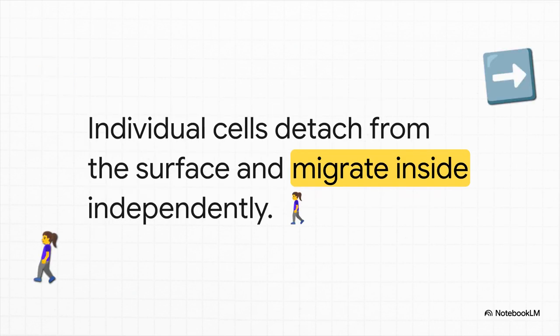And last but not least, we've got ingression. Now, this one is different. Unlike the other methods where cells move together as a nice connected sheet, here, individual cells actually break away from the surface and migrate into the interior all on their own, like little independent explorers.